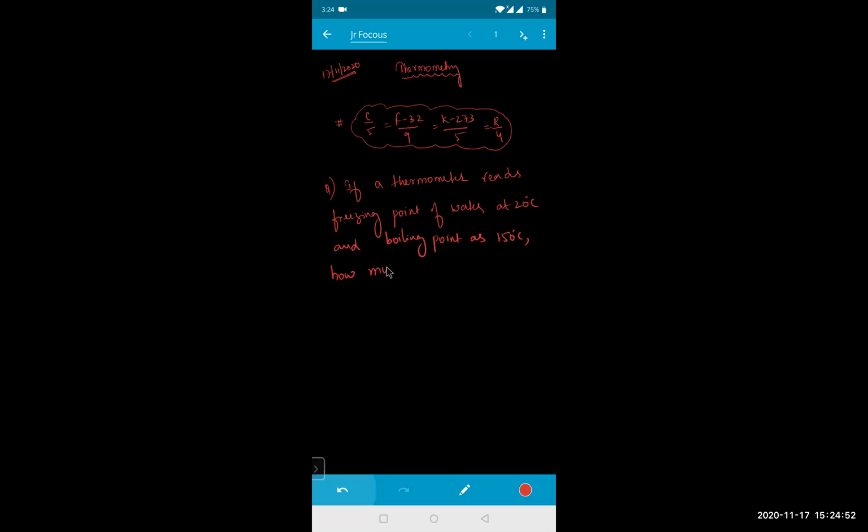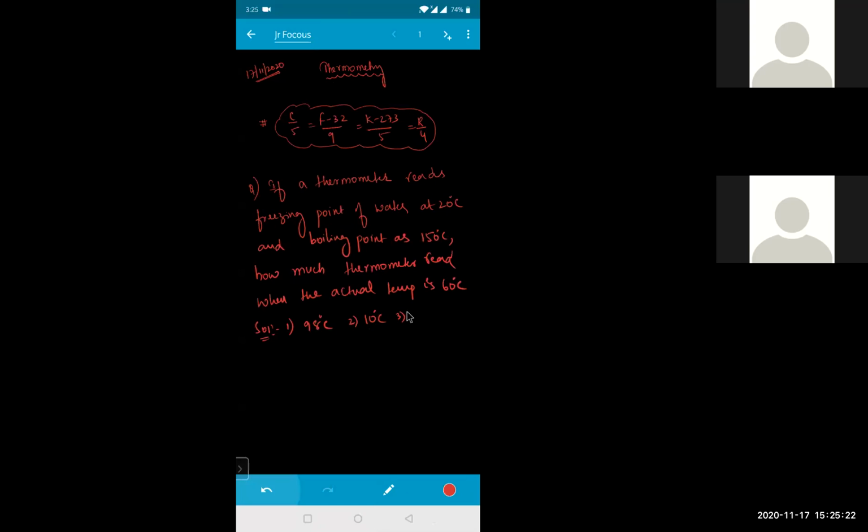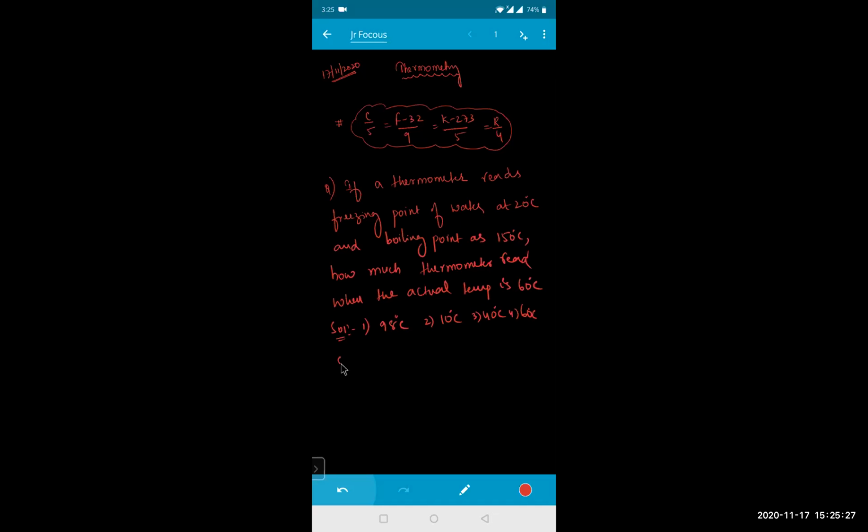how much will the thermometer read when the actual temperature is 60 degrees centigrade? I'll give the options. 98 degrees centigrade. Second option is 10 degrees centigrade. Third one is 40 degrees centigrade. And fourth one is 60 degrees centigrade.